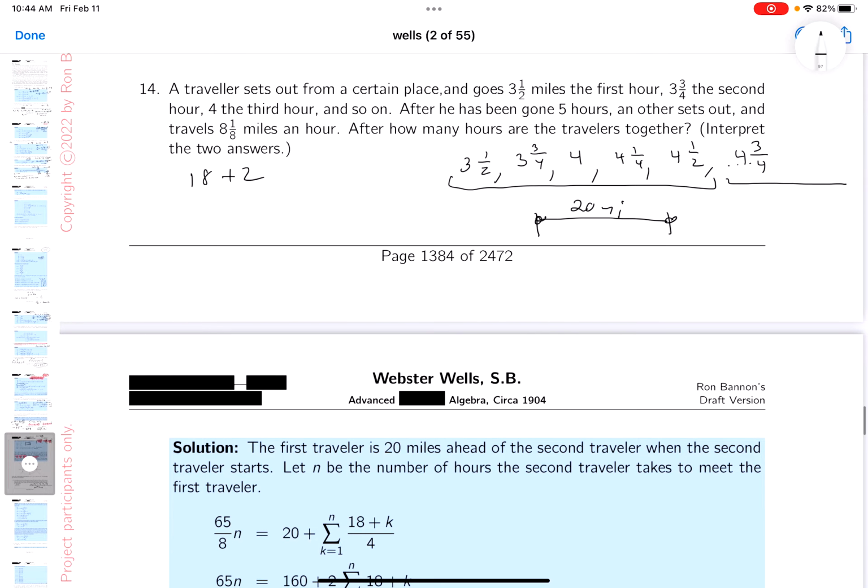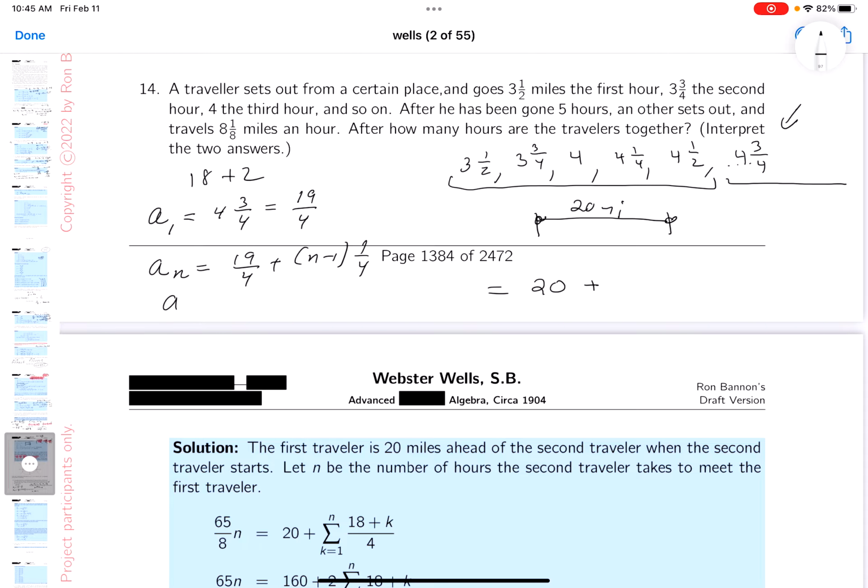Now, I want to talk about the first guy's distance, though. He's at 20, right? So I'm going to say he's at 20, and we're talking about this guy here. Plus, he continues to go on. I'm going to say that A1 is 4.75. I'm going to write that down as 19 quarters. And now I'm going to talk about AN. Well, that's going to be 19 quarters plus N minus 1 times that increase he has, which is 1 quarter.